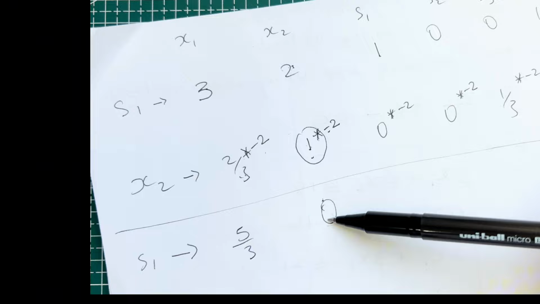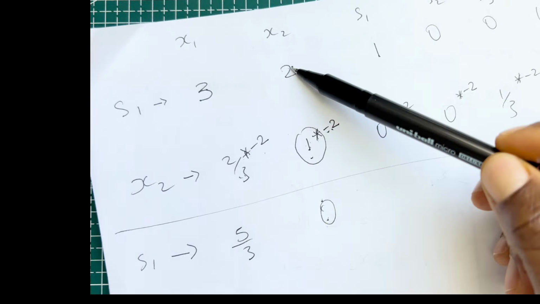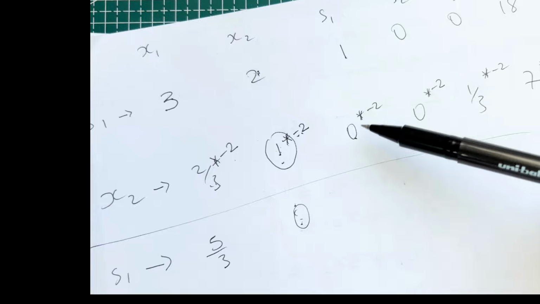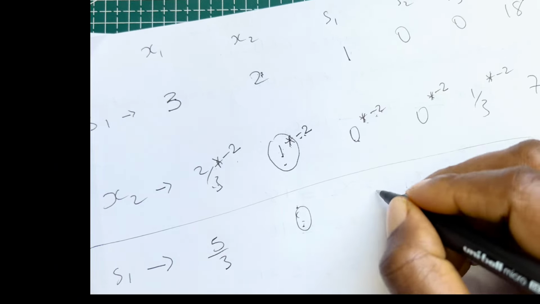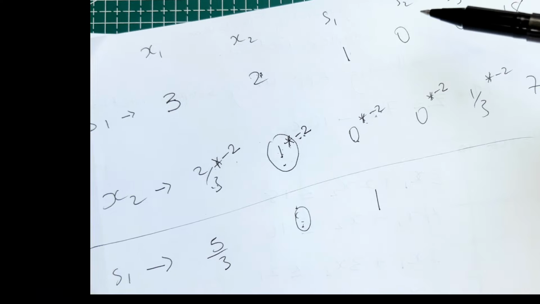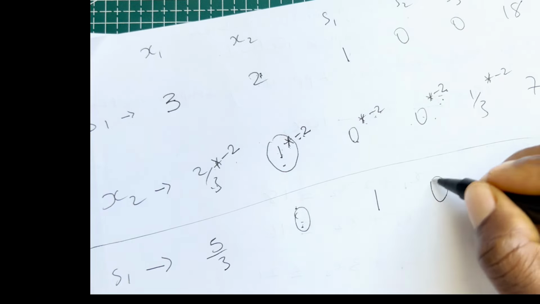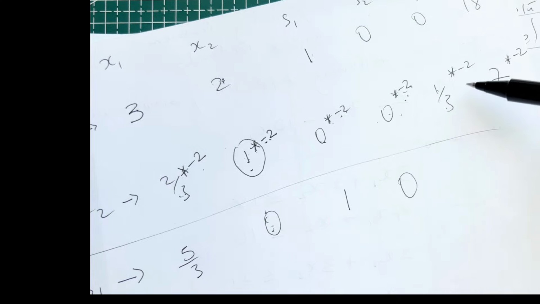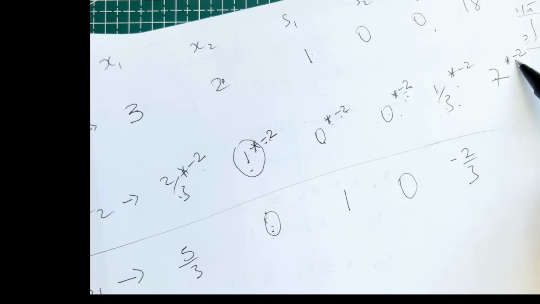For this, we've already calculated this, which is 1 times minus 2, minus 2, minus 2 plus 2, which will give us 0. For here, 0 times minus 2, which is 0, 1 plus 0, which will give us 1. For here, we have 0 times minus 2, which is 0, 0 plus 0, which will give us 0. For this, 1 over 3 times minus 2, which will give us minus 2 all over 3, plus 0, which will give us minus 2 all over 3. Here, 7 times minus 2, which will give us minus 14.